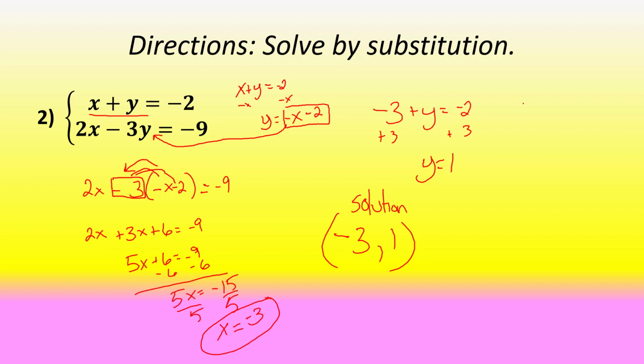Again, please make sure you're in the habit of checking your solutions. So we have 2x minus 3y equals negative 9. It's easy to check the solution in the first equation. 1 plus negative 3 is negative 2, negative 3 plus 1 is negative 2. But now let's check it in the more complex equation. 2 times negative 3 minus 3 times 1 equals negative 9. 2 times negative 3 is negative 6, minus 3 equals negative 9. Negative 6 minus 3 is negative 9, which does equal negative 9, so we did good.